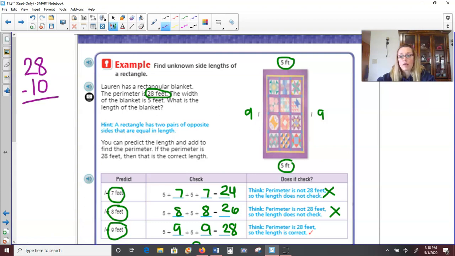Now, 18 doesn't make sense to be the length on both sides. I have to remember that there are 2 sides to the blanket, so I would take the 18 and divide it in half, because the 18 feet needs to be split between the 2 lengths over here of my blanket.